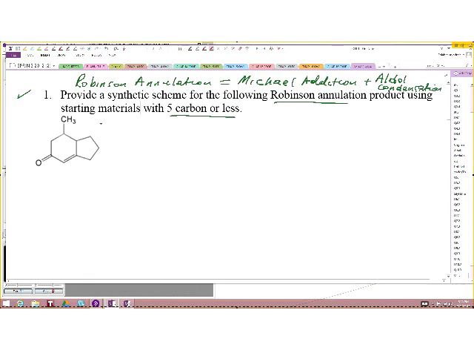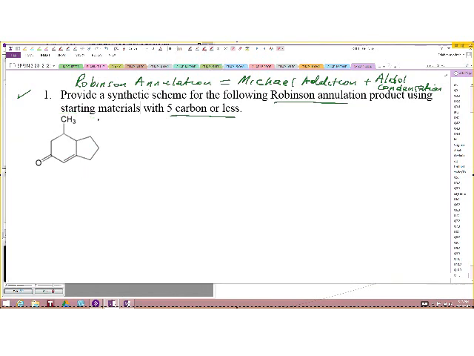So once you know that, and then you take a look at this molecule here, they want you to make this starting from molecules that contain 5 carbons or less. The first thing you have to do, if Robinson annulation is a combination of Michael addition followed by aldol condensation, is go backward, starting with the aldol condensation, taking a look at this molecule here.